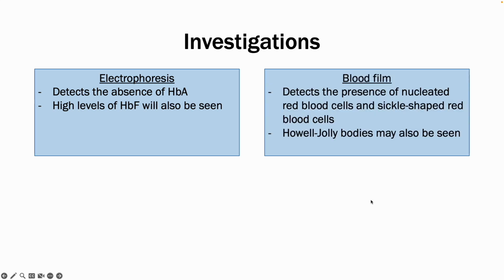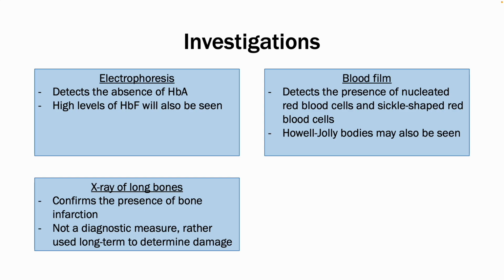You can also perform a blood film, which will detect the presence of nucleated red blood cells and sickle-shaped red blood cells, and you may also find Howell-Jolly bodies. Those are indicative of splenic dysfunction, and they're associated with other conditions such as congenital asplenia and pernicious anemia, but they can also be found in patients with sickle cell disease.